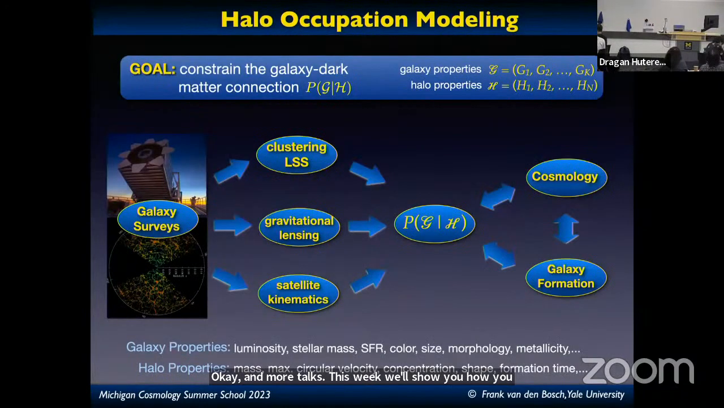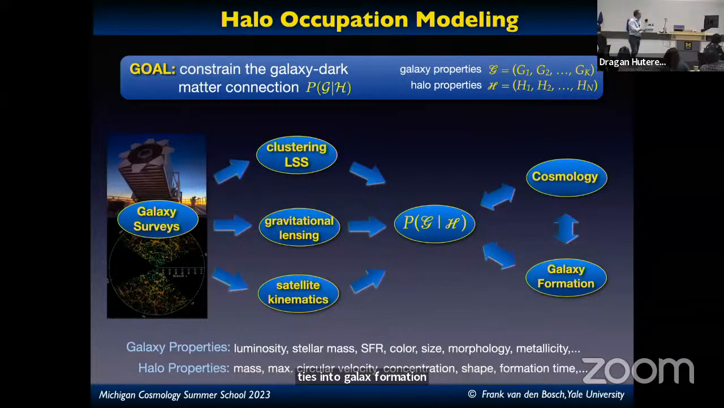Anyways, so here's the idea. We're going to start with data. We're going to start with a galaxy survey, DES, Sloan, whatever. From these surveys, you can construct summary statistics, like the clustering, the two-point correlation function of galaxies, or you can compute galaxy-galaxy lensing. We'll talk about that. Or satellite kinematics. You can get all sorts of summary statistics from the survey. And the idea is that we're going to use these summary statistics to constrain this galaxy halo connection. Okay, and we're going to see whether we can learn something about cosmology from that approach. Okay, and ultimately it ties into galaxy formation, but we're not going to do anything with that.